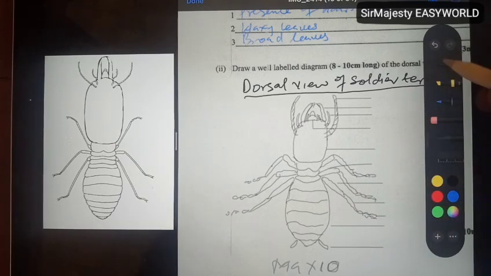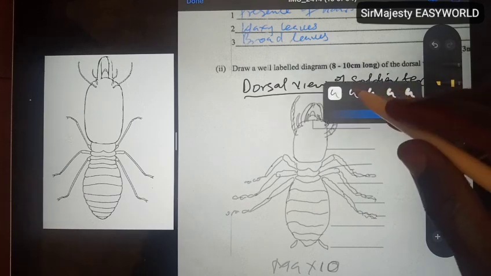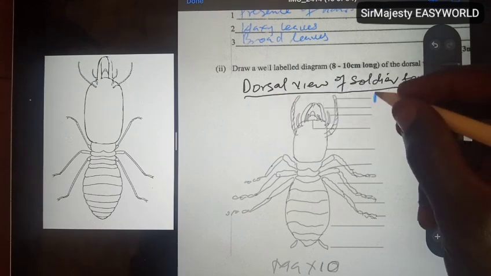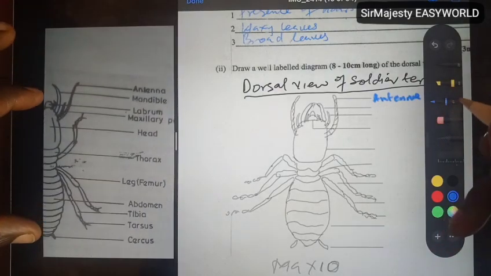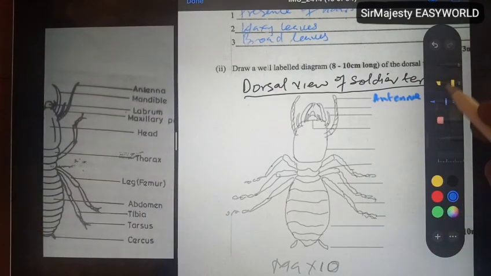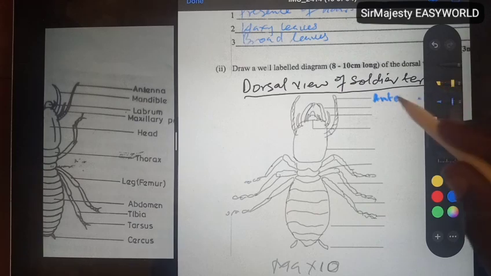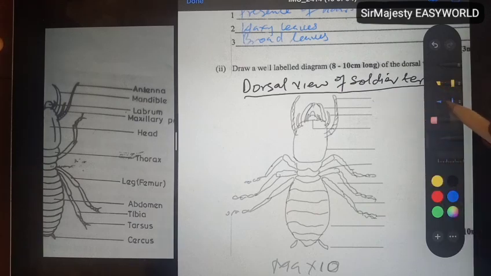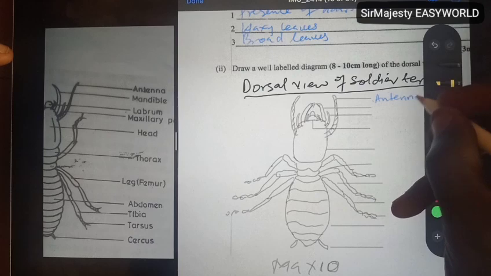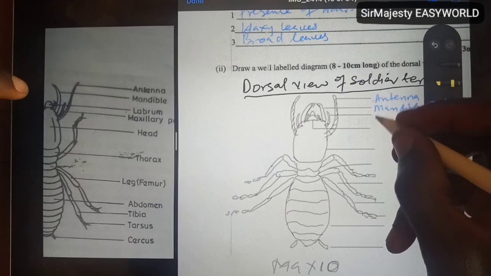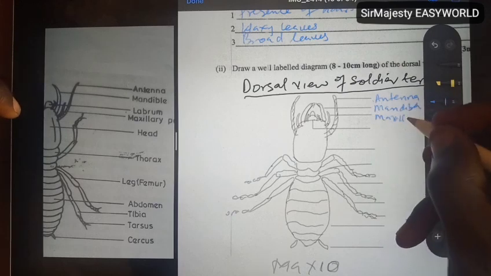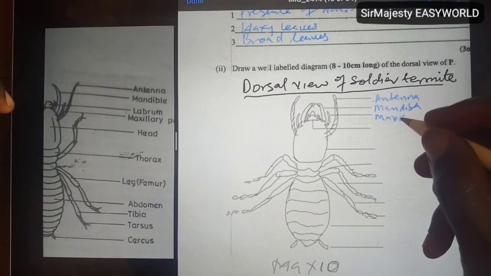Then you start your labeling. Start putting those things that are there. Let me use a blue. Intensity is high. Use here. So here is antenna. See it there. Remember, spelling matters a lot. Antenna. Here is the mandible, sharp mandible. Here is the maxillary palp, maxillary palp.